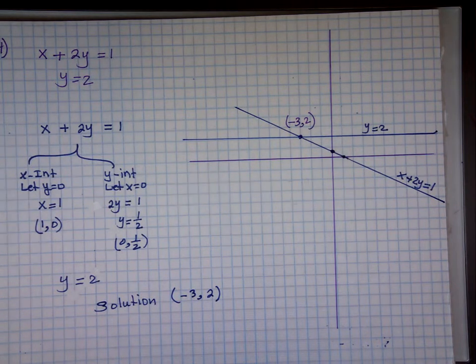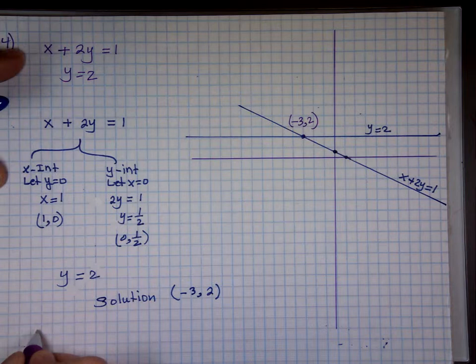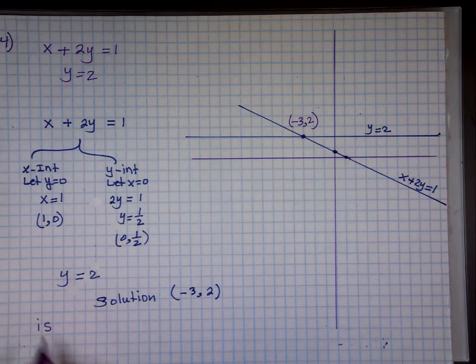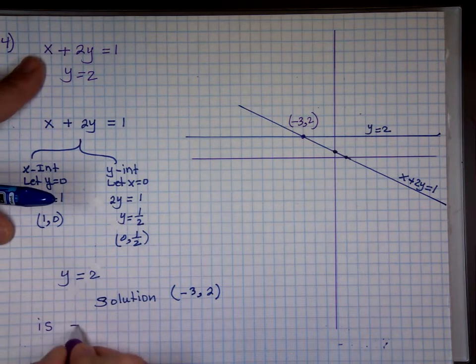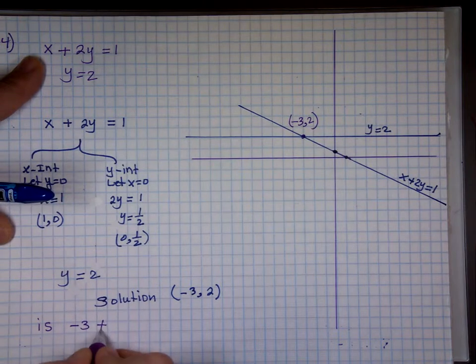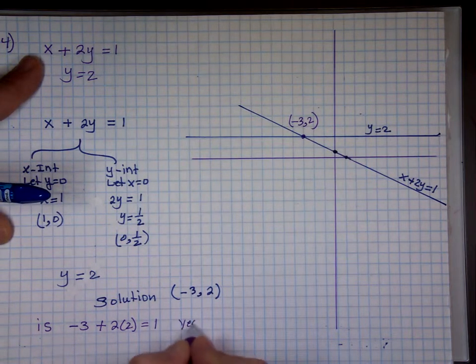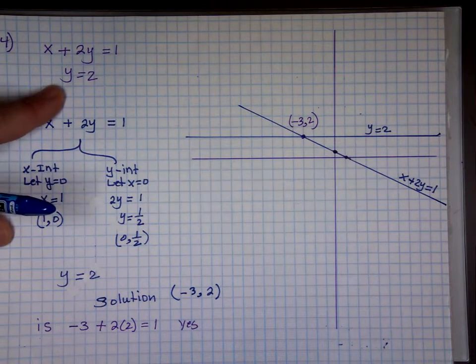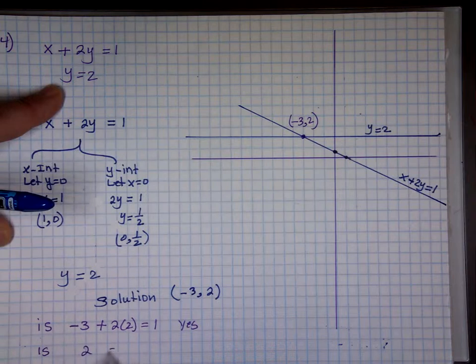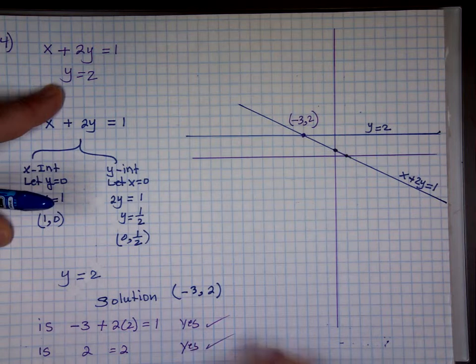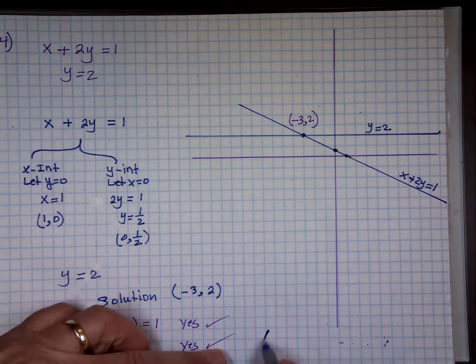Again, you want to make sure this is correct. Test it. Replace x with -3: is -3 plus 2 times 2 equal to 1? Yes. Let's test the second equation. Let y be 2. Is 2 equal to 2? Yes. Since you have a yes and a yes, your answer, yes, that is a solution.